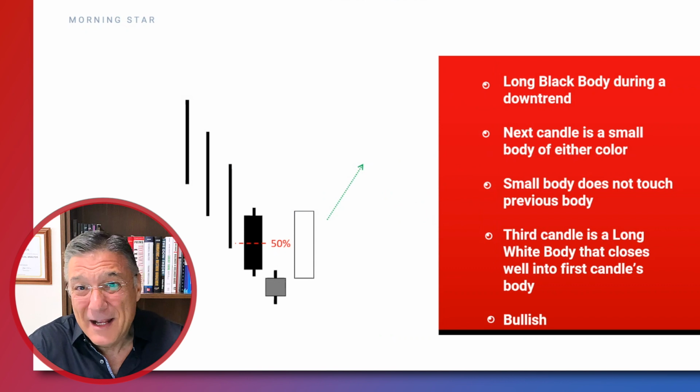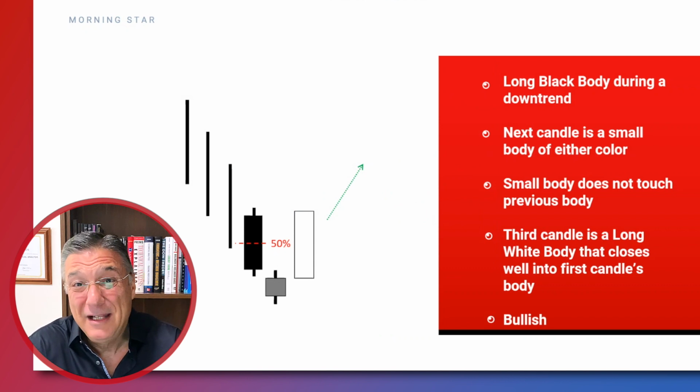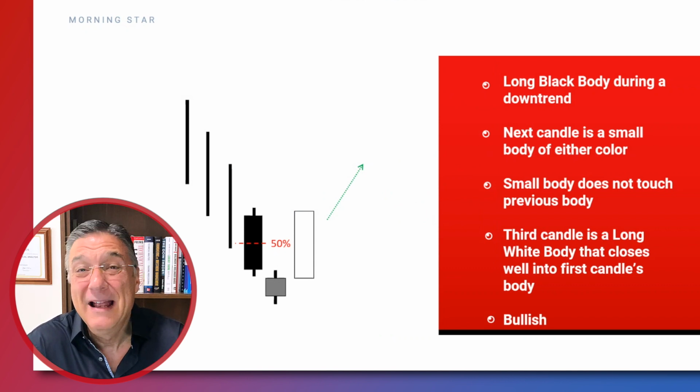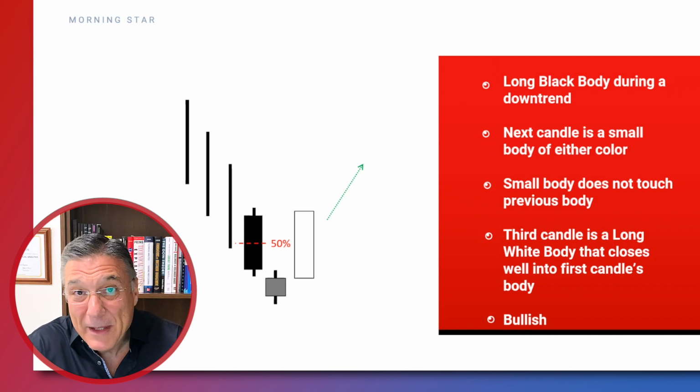Now, the third candlestick is a long candlestick. It's a long white candlestick that closes well into the first candle's body, and ideally it closes above the midpoint of the real body of the black candle. Now, the implication of this reversal pattern is of course bullish.